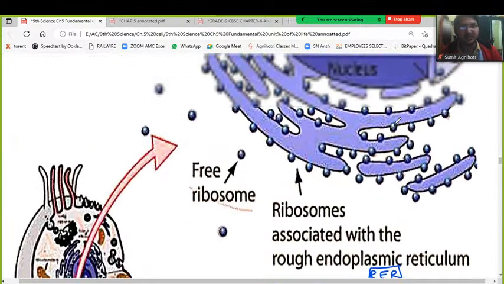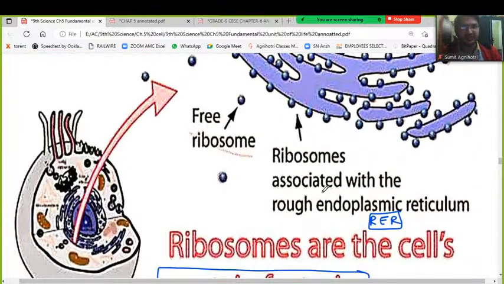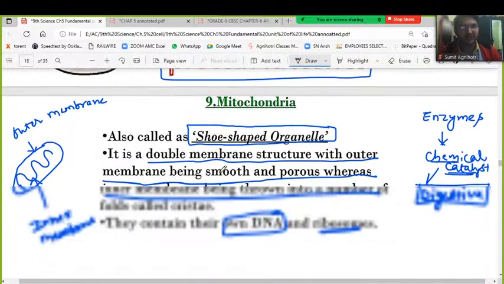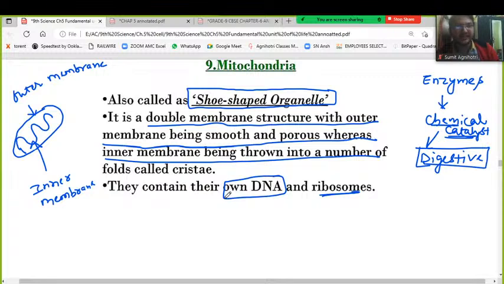Then we have this kind of ribosome around the rough endoplasmic reticulum. Free ribosomes are here, and rough endoplasmic reticulum. This is the protein factory. Then we have mitochondria, also called shoe-shaped organelle, and they are a double membrane structure, with the outer membrane being smooth and porous, whereas the inner membrane is thrown into a number of folds. The inner membrane has many folds, and the outer membrane is smooth and porous. And they contain their own DNA and ribosomes.